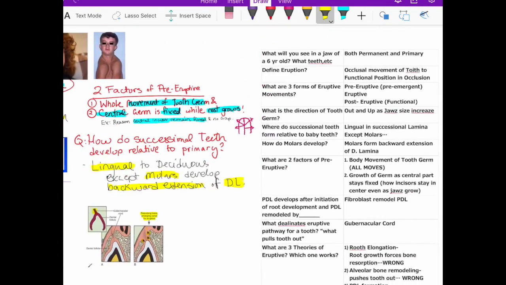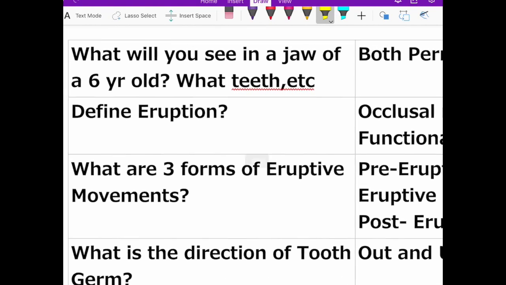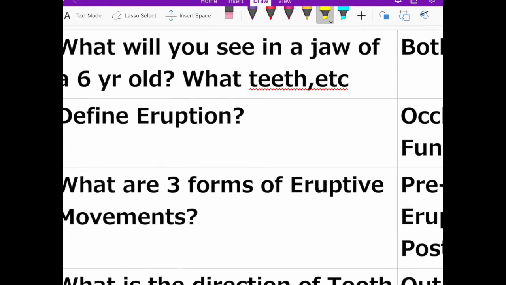Now we will just do some questions. I will highlight the question and then slide over to the answer on the right. So here we go.